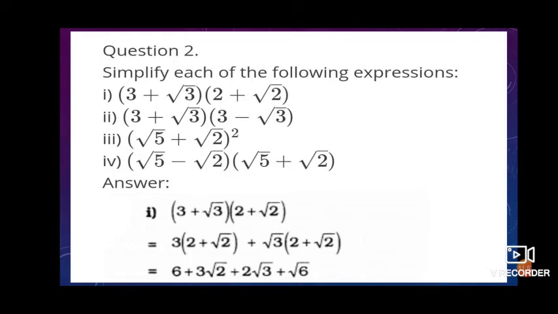Now, multiplying the first one, 3 into (2 plus root 2), again we will distribute. 3 into 2, 6, plus 3 into root 2, 3 root 2. Next, root 3 into 2, 2 root 3, plus root 3 into root 2. Whenever we take 3 2s are 6, both also having the square root, so entirely we will write square root of 6.